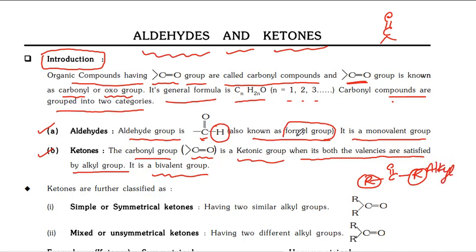In the case of aldehyde, on one of the sides at least one hydrogen should be present. If hydrogen is on both sides, no problem. In the case of ketones, it's mandatory that both sides should be alkyl groups.